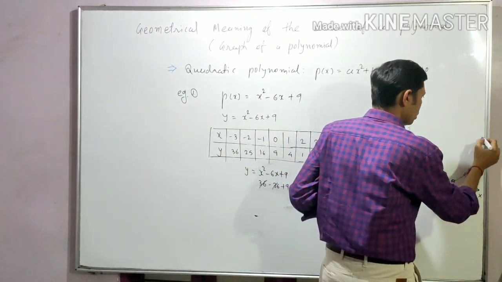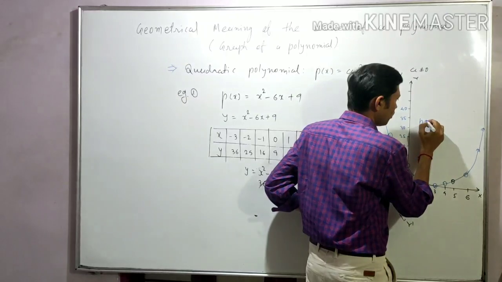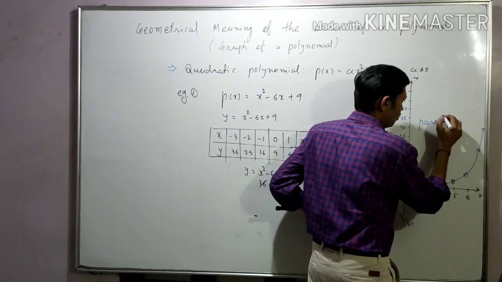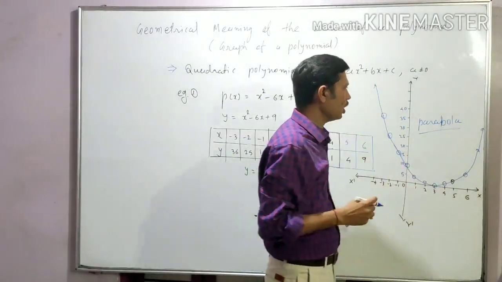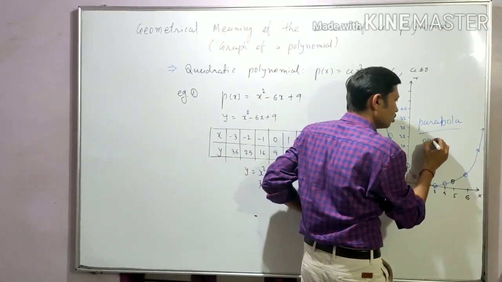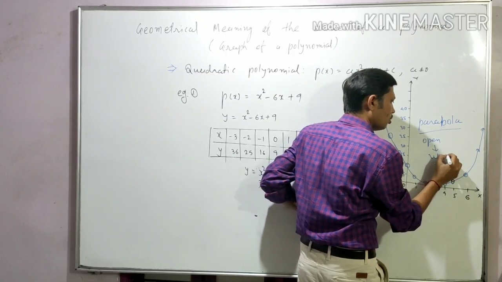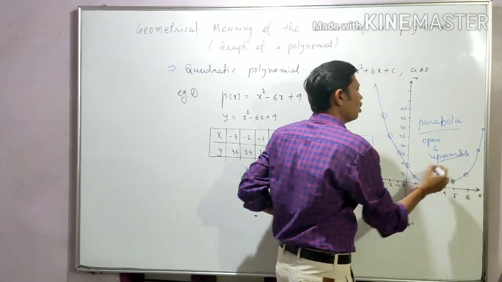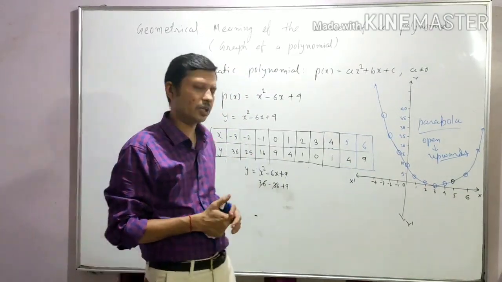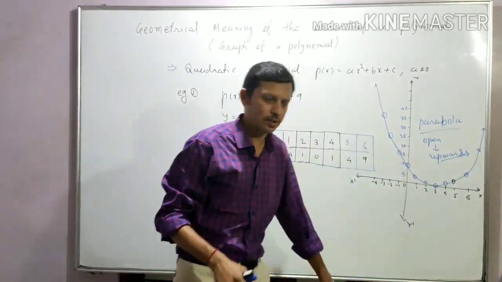Okay, so this graph is called the parabola. And this parabola is open upwards. Downwards is also possible, right, different conditions are there, but according to this polynomial we can see the graph like this.